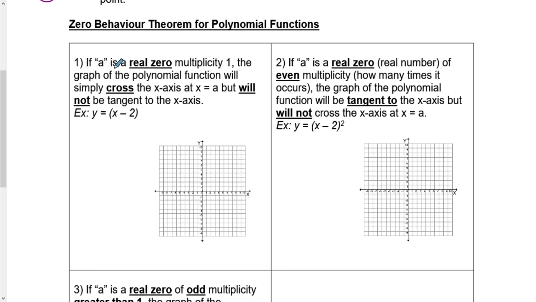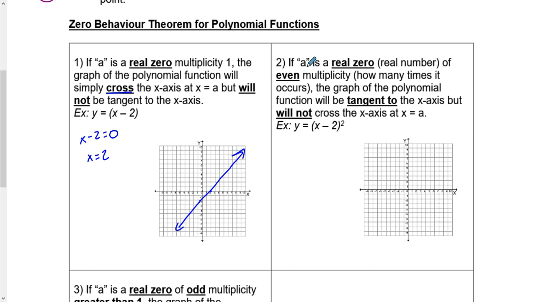If a number is a real zero of multiplicity 1, the graph of the polynomial will simply cross the x-axis at that point, but it will not be tangent to it. What that means is we just have to find the zeros of our factors. So x − 2 equals 0 at x = 2. At 2, our graph will simply cross the x-axis, but it will not be tangent to it. This one works out nicely because it's also the equation of a line, x − 2, and our line would look like that.